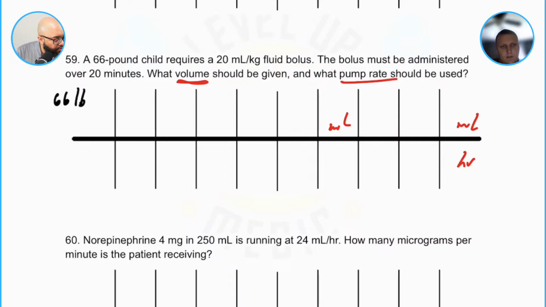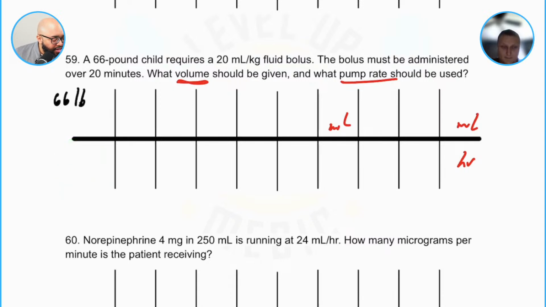But they're not saying 66 pounds over 20 minutes, right? Like, what does that even mean? Give them 66 pounds over 20 minutes. Okay, what am I supposed to do with that? So that 20 minutes is not going to go there. This is just going to be kilograms?